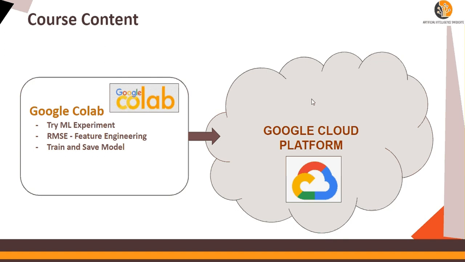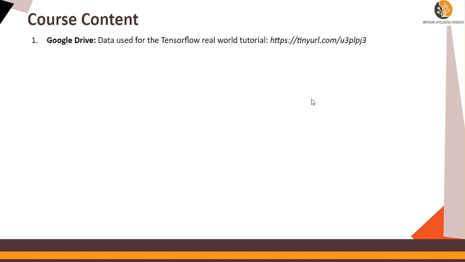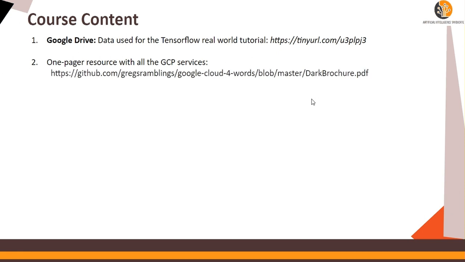Now, these are some resources for you to use as part of the course. The first one is Google Drive. This is more important because I'm going to store all the data, the presentations, and the architecture diagrams on this URL. So please look at the video description section and you will find this link there. Then there is a one-pager document, which I'm going to show you in a few minutes, listing all the GCP services, the Google Cloud Platform services. It's a very good document to refer to.